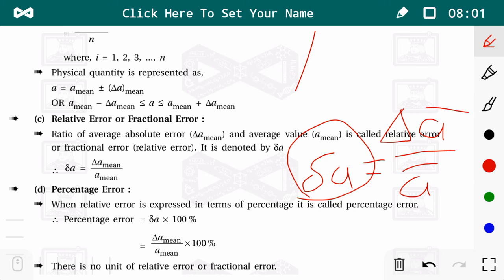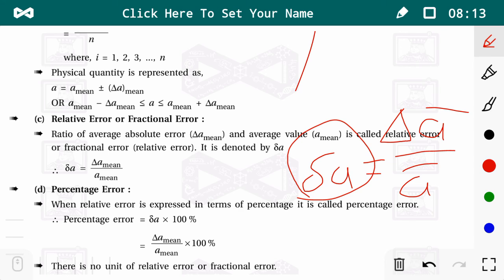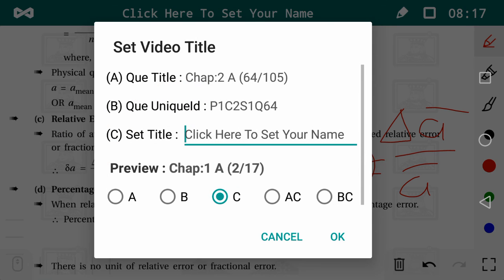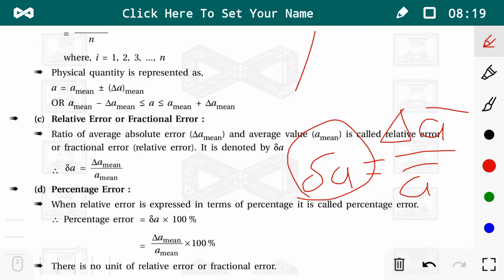From these three different kinds of formulas, you have to do some sums from your textbook, and they will also be in your test paper.